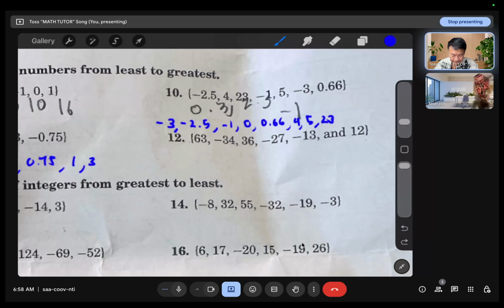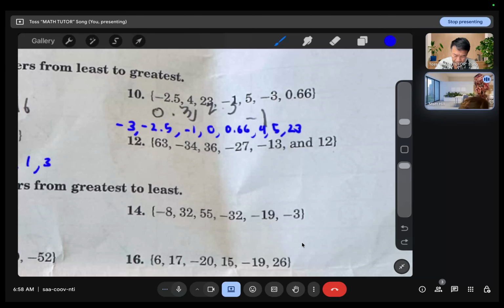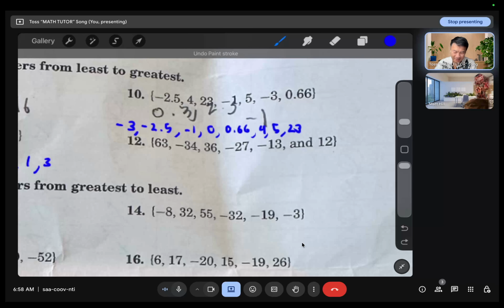Next one. All right. We're gonna start out with negative 13. Are you sure?